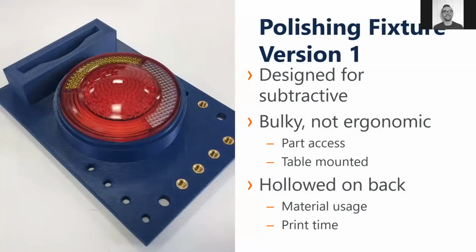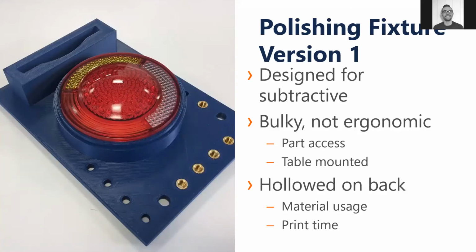This is an actual example of a fixture that we're using to polish some parts in-house. So this is a prototype tail light. Of course, when we're printing with PolyJet, we need to typically do some polishing if we want glossy surfaces and transparencies. And so we went through and designed a fixture in order to optimize this process, this polishing process in-house.